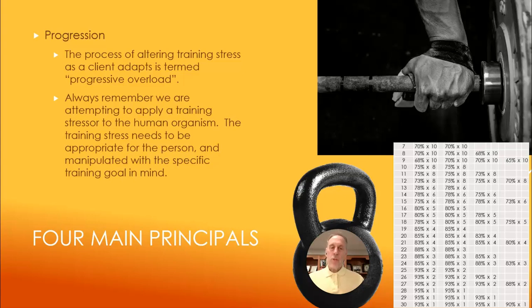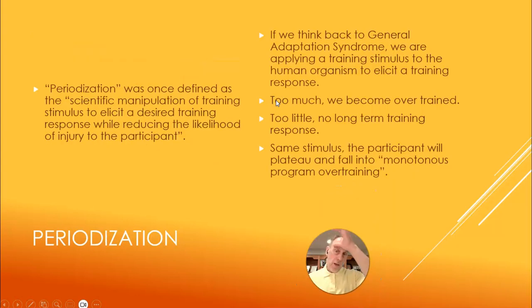And you have to remember, from a general adaptation syndrome standpoint, we're always trying to apply a training stressor to the human organism to get a training response. And the training stress needs to be appropriate for the person, and it has to be manipulated within the context of a specific training goal that we're trying to accomplish. With periodization, it was once defined as a scientific manipulation of training stimulus to elicit a desired training response, to increase that training response, if you will, and reduce the likelihood of injury to the participant. I'm not sure where that transitioned or changed over the last couple of years, but it has changed. If I remember clearly, it was this.